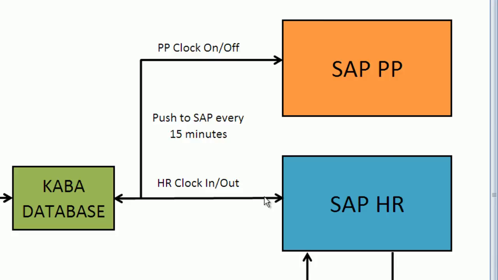So what's coming into SAP HR is the punches in and out. So the right side of the clock that we discussed, where employees will be clocking in, clocking out, or clocking in with a reason, all those punches get pushed across into SAP HR. Now, as they're clocking on and off of activities throughout the day, that information is collected and it's also pushed into the SAP production module.